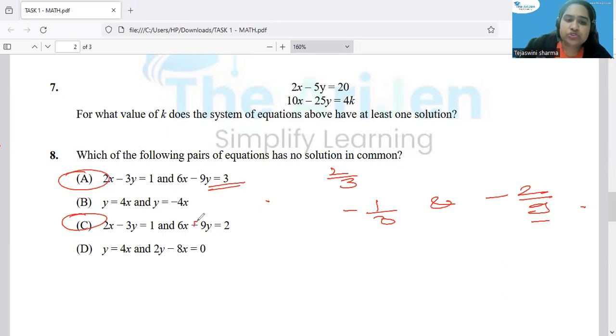Maybe in the first solution, I mean the other solution, it should be 6x plus 9y is equal to 2, because both options are equally similar. So only one should be correct. For that, option A is correct. So I hope it is clear to you all.